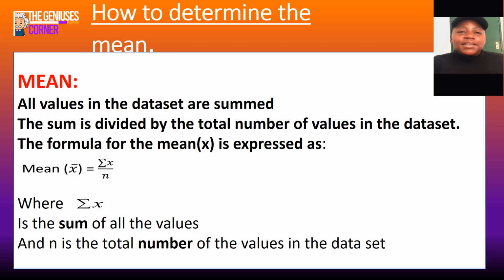So mean, that thing in the bracket is the symbol for mean. Then now we have that symbol that looks like an E, right? That is called the sum. So it represents sum. So it will be the sum of all the values in the data set, which is x, divided by n. N is the total number of the values in the data set.